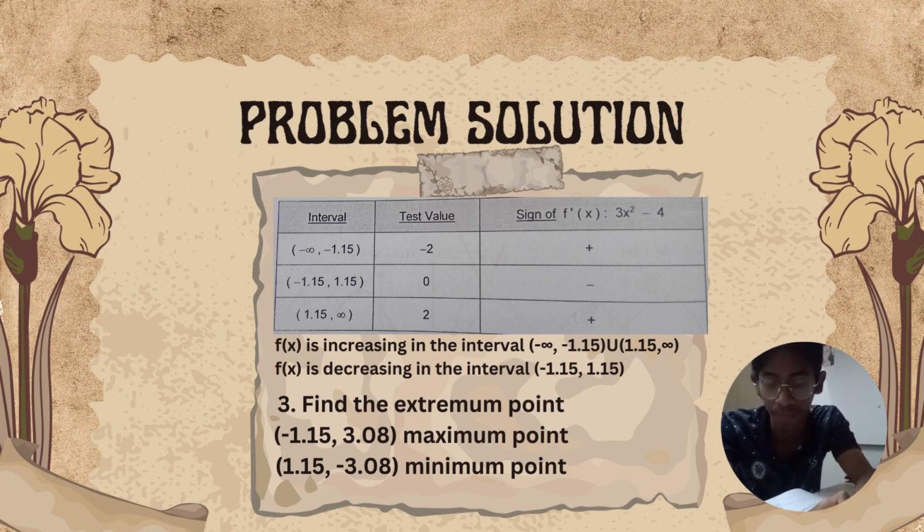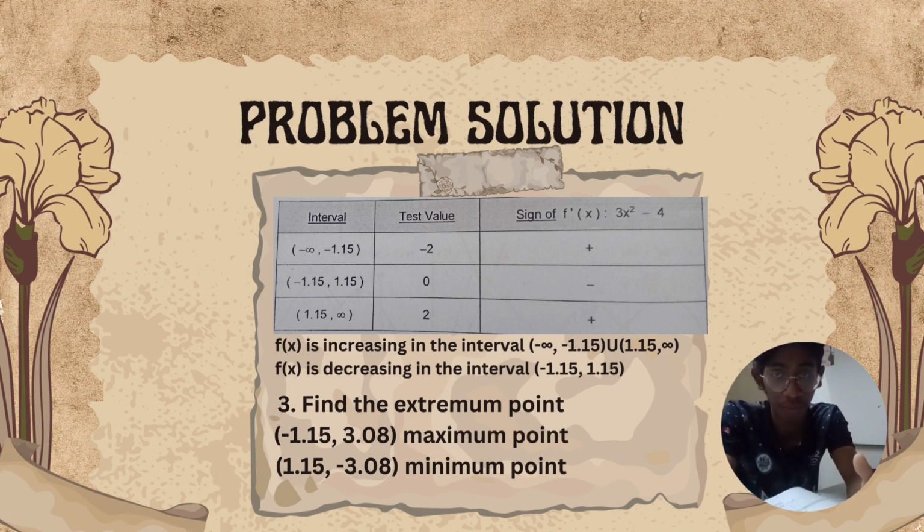Then for the second column, we need to put the test value, any value inside the interval range. For the first row, we put negative 2. For the second row, 0. For the third row, 2. Using these test values, we see the sign of f prime x after putting the value into the equation 3x squared minus 4. After doing the calculation, we get a positive value for the first interval, a negative value for the second, and a positive value for the third.